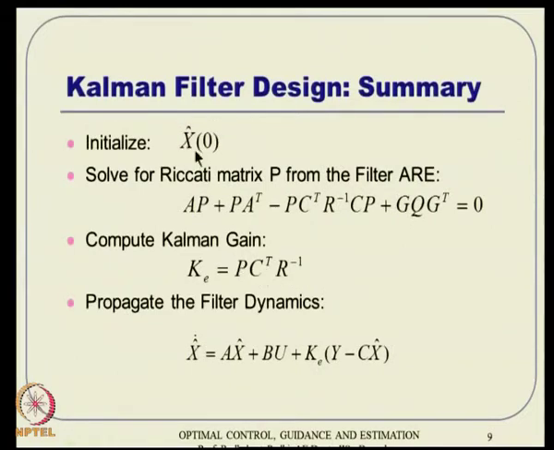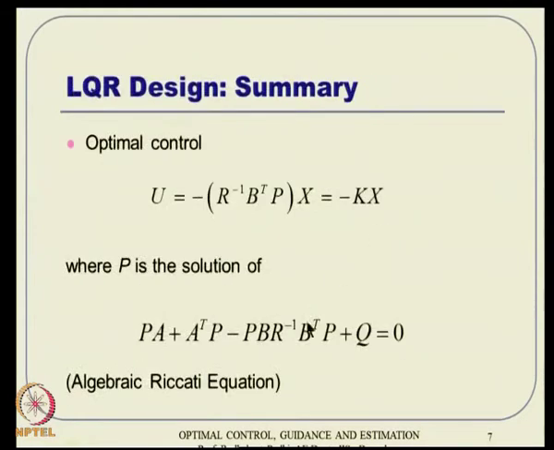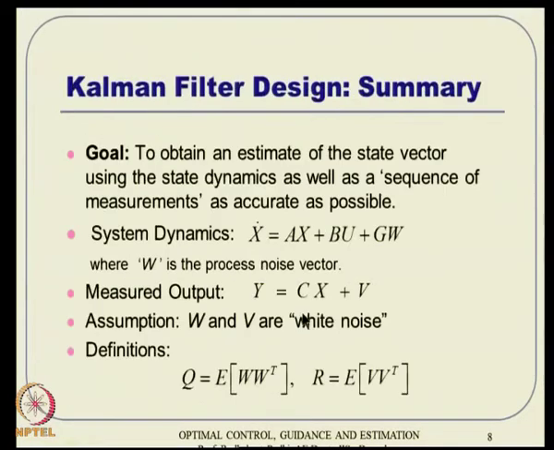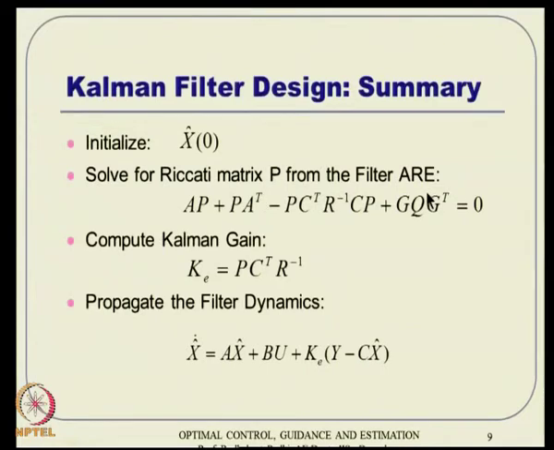You initialize some state to some values and then solve the filter Riccati equation, the filter algebraic Riccati equation, which is slightly different from what we see in the control Riccati equation. Okay. This is the one. Once you solve that, your P matrix will be ready, and then gain Ke can be computed as P C transpose R inverse actually. Okay. And the detailed derivation we have already done in one of the previous lectures actually.